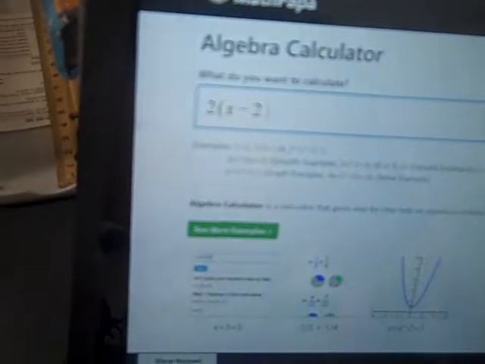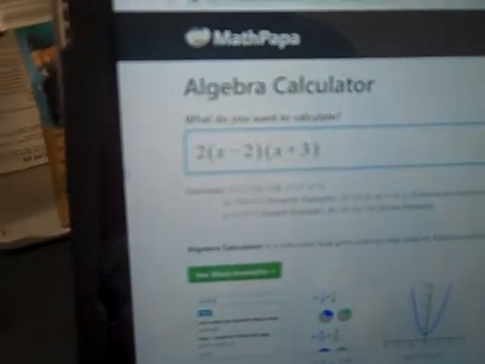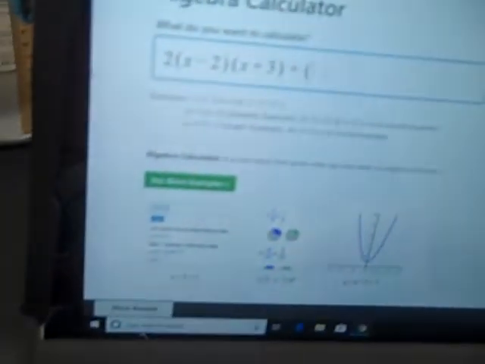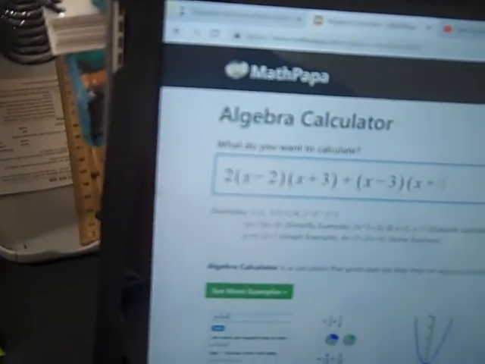Okay, so 2 parentheses x minus 2 parentheses x plus 3 plus parentheses x minus 3 and then parentheses x plus 3. Okay, so I got 3x squared plus 2x minus 21.